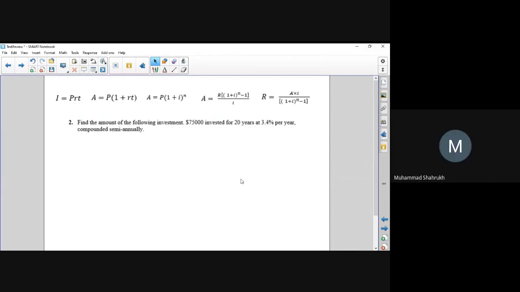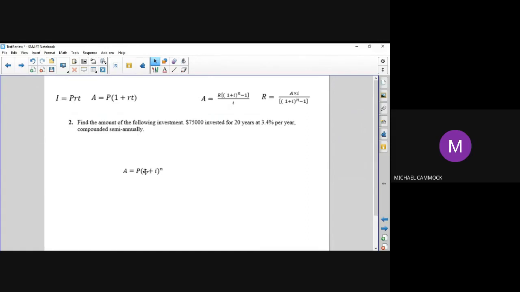A equals P bracket 1 plus I bracket N. So you're talking about this one right here. Yeah, perfect. The compound interest formula. And the clue to that one was the fact that it says compounded. So it can't be either of the simple interest formulas because it says compounded. So we can't use the simple interest formula, and that's why I'm pulling this one down here.